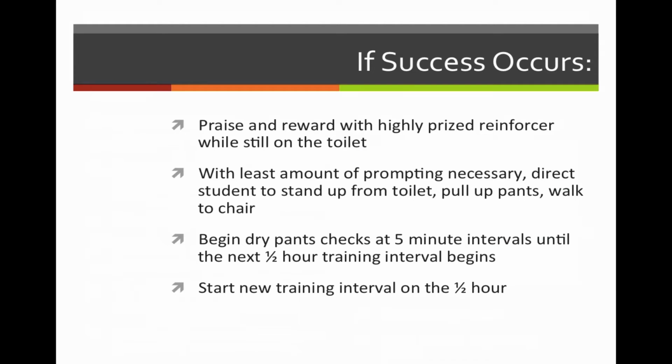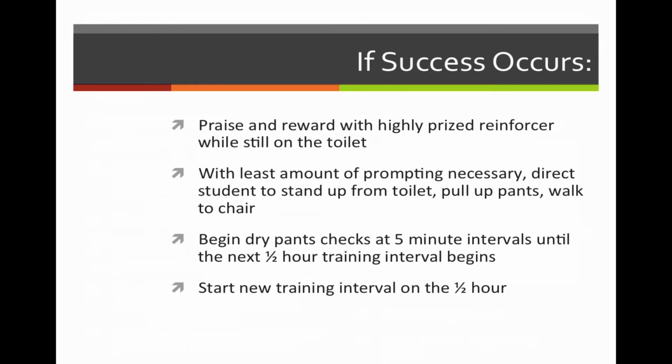Now, if success occurs, again, high reward, lots of praise, a prized reinforcer while still on the toilet. This will help decrease anxiety about the whole toilet issue anyway. With the least amount of prompting necessary, help the student make sure they get up, pull on their pants, walk to the chair, and then begin the dry pant check every 5 minutes, again, until the next half hour. And you're starting this over every half hour.